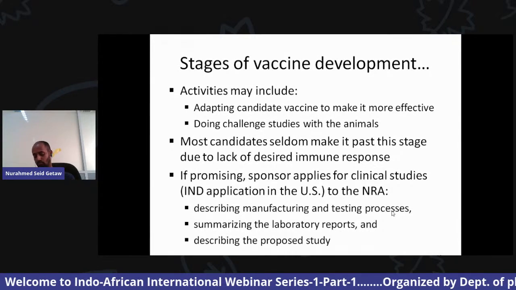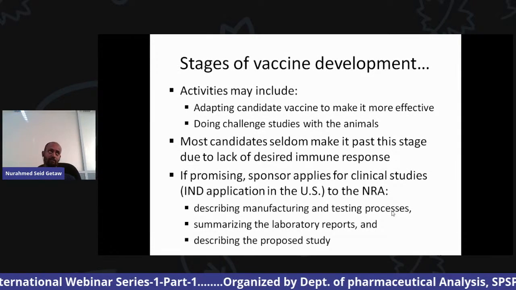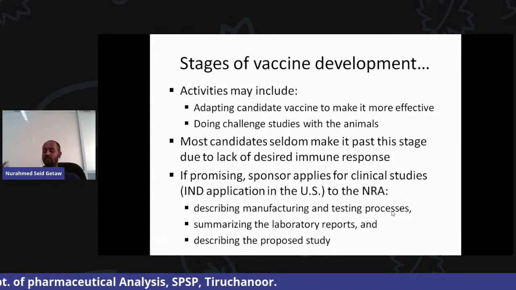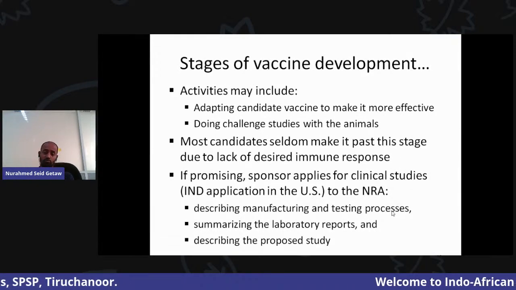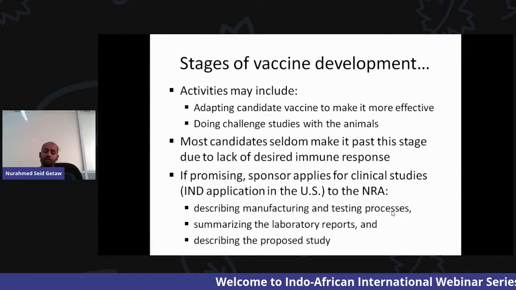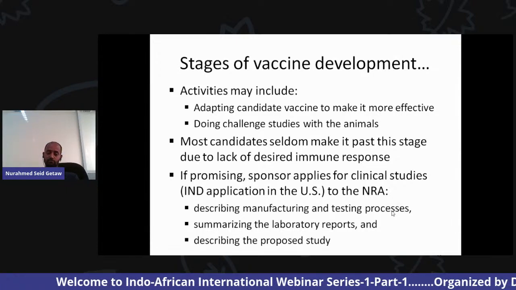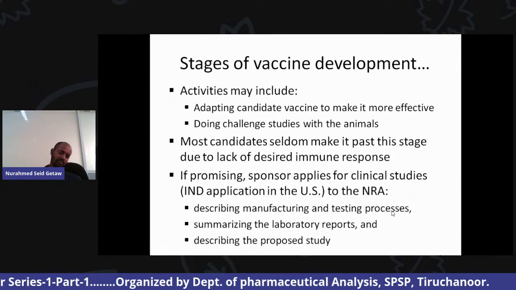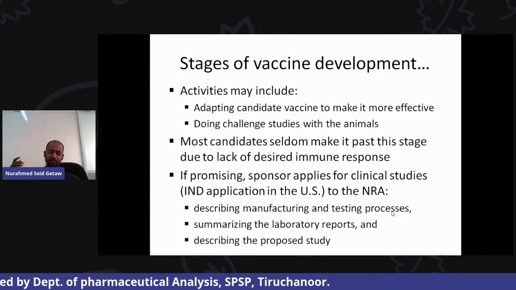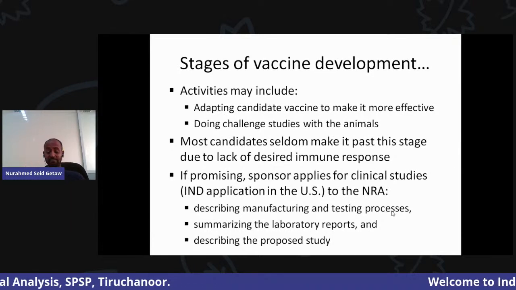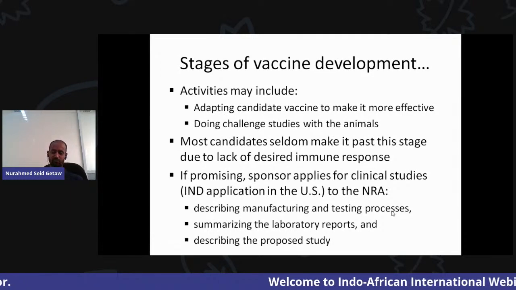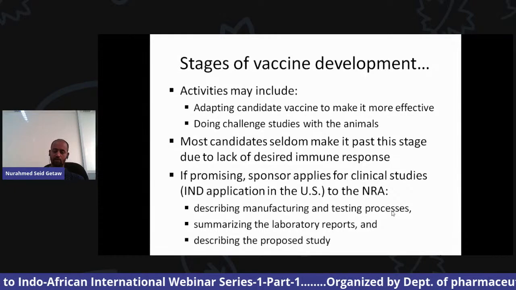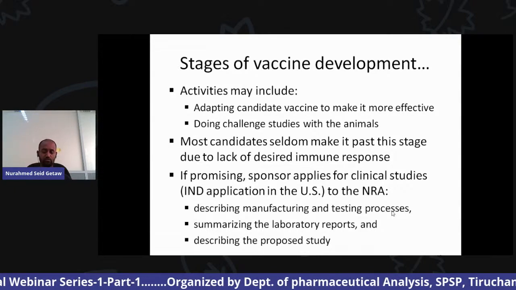Challenge studies refers to the use of the vaccine on a subject or on a test animal, followed by the infecting of the animal with the actual pathogen. That is what we call challenge studies. And these may be done at this stage, at the preclinical stage. And for the most part, almost the majority of these candidates will not make it after this stage, or will not go to the clinical phase of the vaccine development. So they will lack the desired or the required immune response, and owing to that, they will just be left.